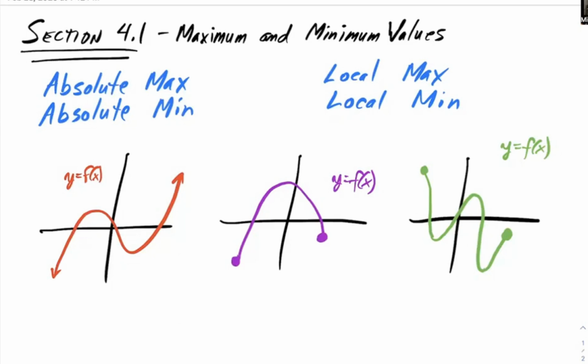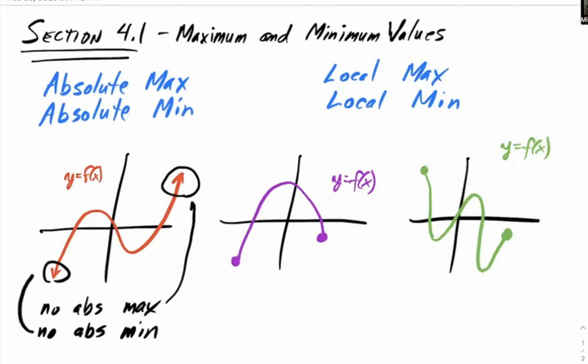So if we look at our red graph here, we'll see that there is no absolute max and no absolute min because of the arrows at the end of the curve. And that means that the graph is going to go on forever, getting larger and larger on the right side and getting smaller and smaller on the left side. So we have no absolute max because this right side gets larger and larger, and there's no absolute min because the left side goes on getting smaller and smaller.